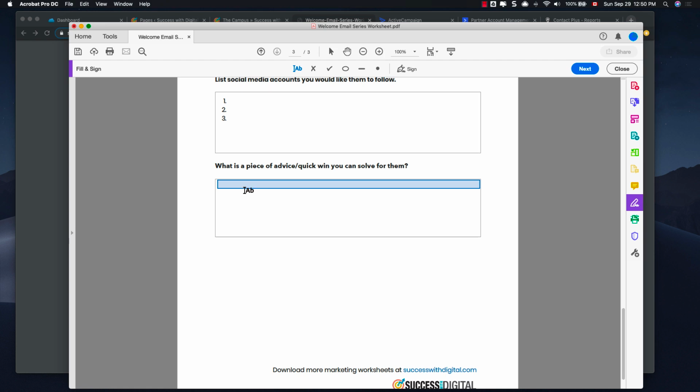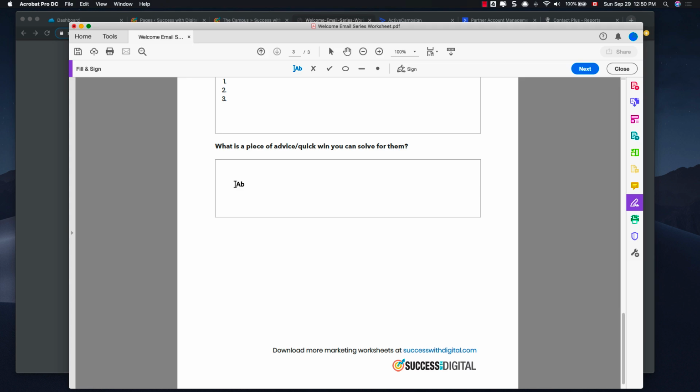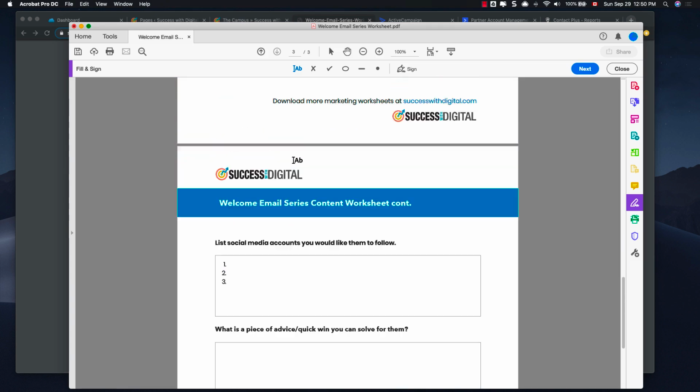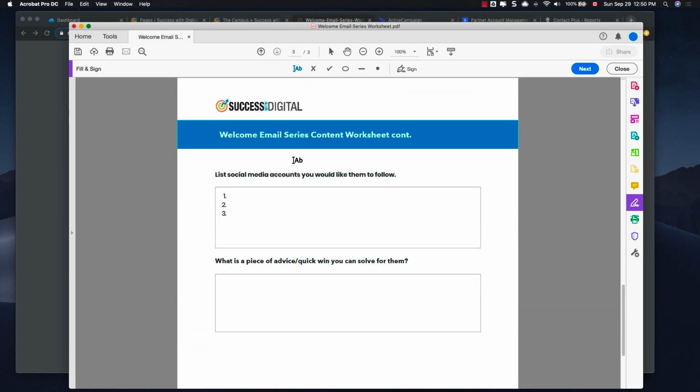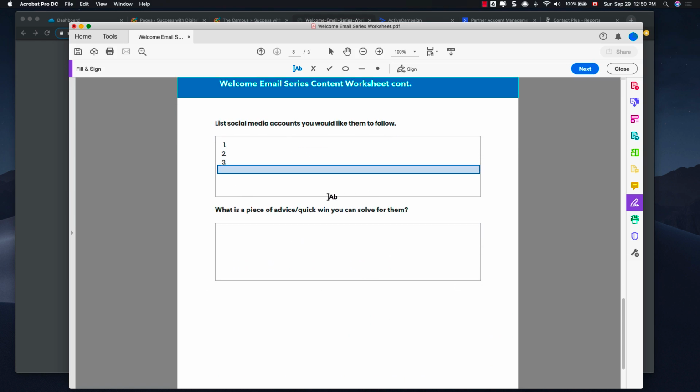solve for them immediately? An example of this would be a chiropractor, and there's a stretch that you can do to alleviate lower back pain. That would be a really quick win for someone that maybe is sore. So that would be something really cool to include in your welcome email series. And so I would definitely take time to fill out this portion of this worksheet before you hop in to start writing the emails.